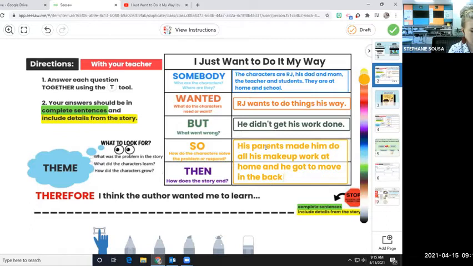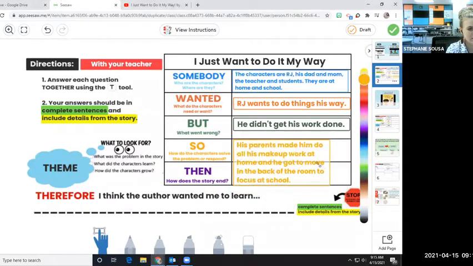So his parents made him do all his makeup work at home, and he got to move in the back of the room to focus at school. Ooh, that's a long one. But this was a long story, so that makes sense. His parents made him do all of his makeup work at home, and he got to move in the back of the room to focus at school.